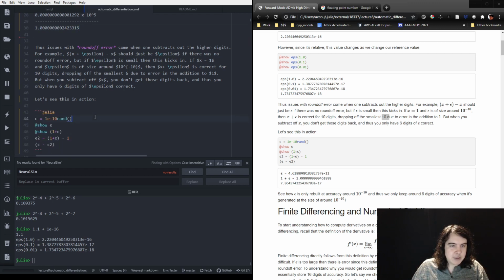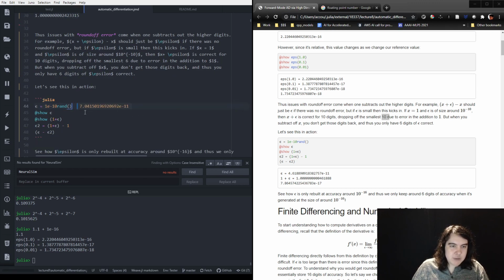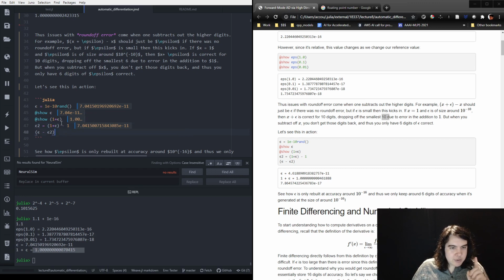So let's see this in action. Let's take a random epsilon, 7 times 10 to the minus 11, right? And now we do 1 plus epsilon, and we see that it dropped off digits, right? It dropped off this portion after the 5. And now when we do 1 plus epsilon minus 1, we get this value, right? And now let's actually look at epsilon minus epsilon 2.